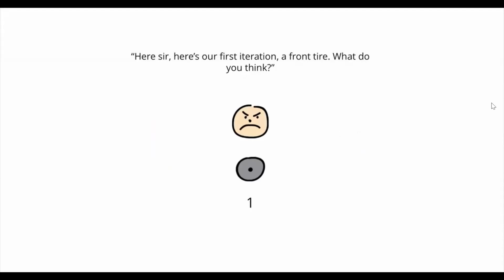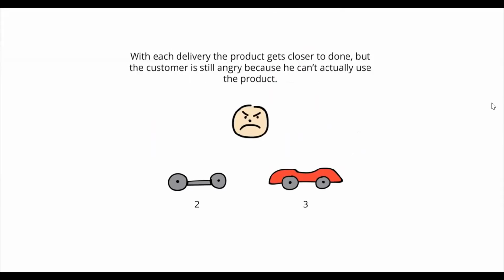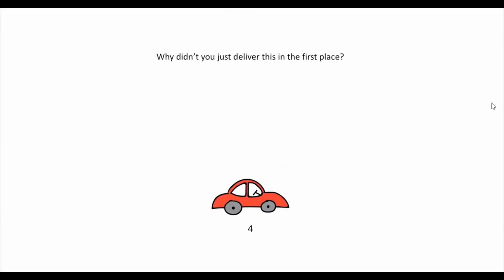By the way, I'm using the term customer here as a generic term to represent people like product managers, product owners, and even early adopter users. With each delivery, the product gets closer to done, but the customer is still angry because he can't actually use the product. It's still just a partial car. And finally, when the product is done, the customer is like, thanks, finally. Why didn't you just deliver this to me in the first place and skip all the other useless deliveries? In this example, he's happy with the final product because it's exactly what he ordered. In reality, that's usually not true.